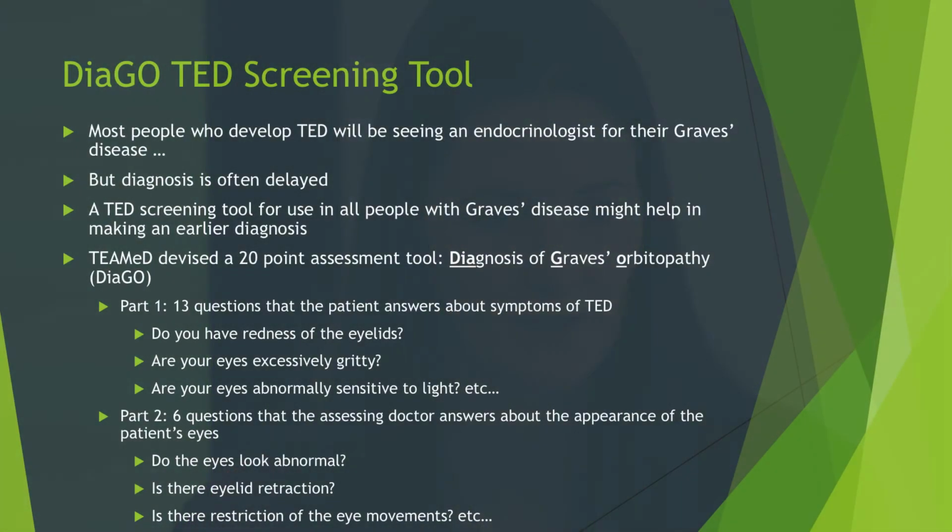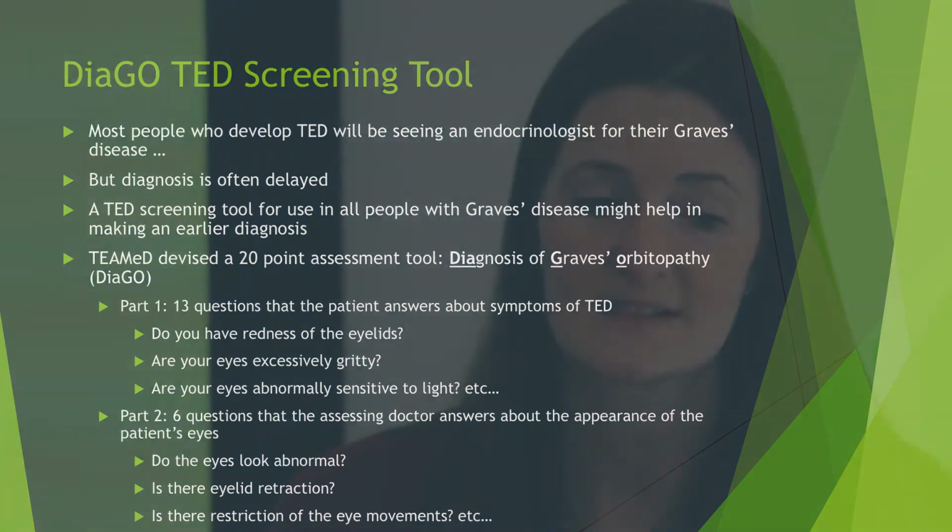The TMED group in the UK have introduced 2 initiatives to promote the early detection and diagnosis of thyroid eye disease, and I'll talk about these 2 projects separately. Diago is a thyroid eye disease screening tool, and we felt that this was necessary because most people who develop thyroid eye disease will actually be seeing an endocrinologist in clinic for their Graves' disease. However, the diagnosis is often still delayed. And therefore, we felt that a thyroid eye disease screening tool would be useful for the use of all people with Graves' disease to help make an earlier diagnosis.